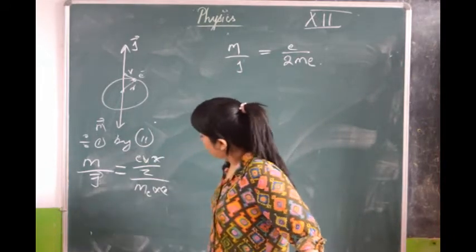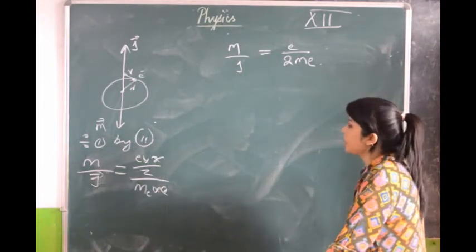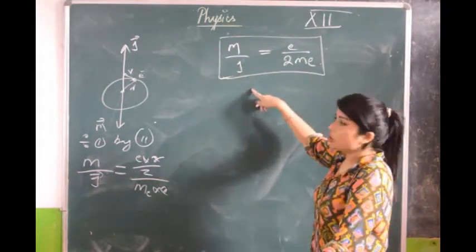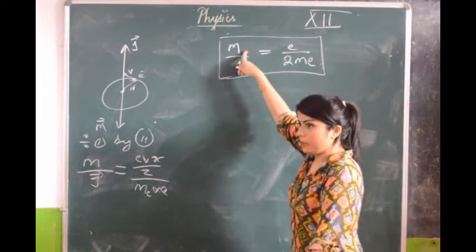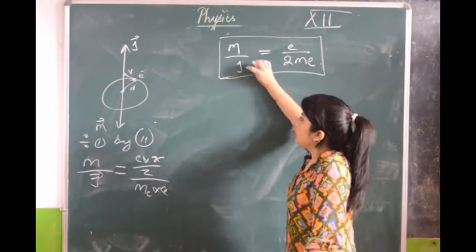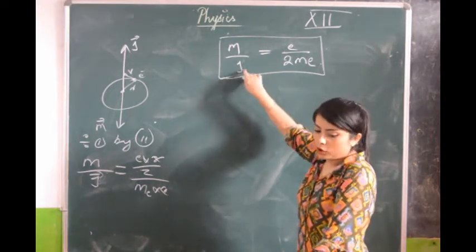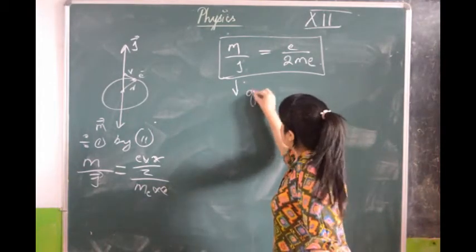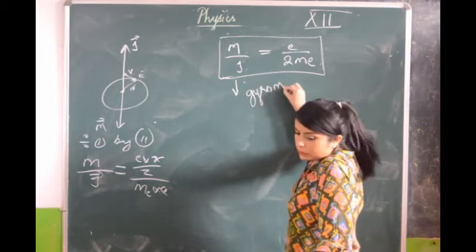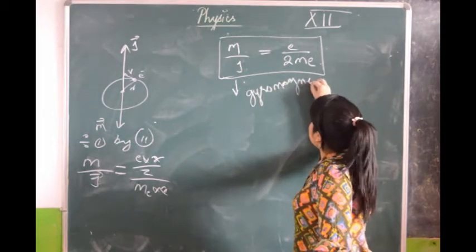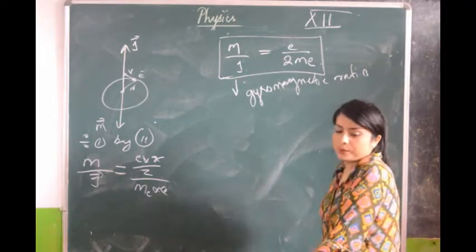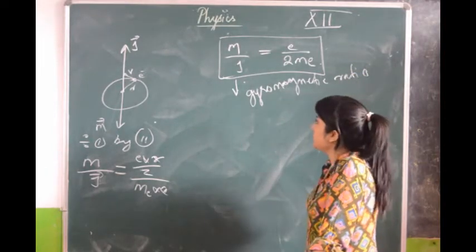VR gets cancelled, it becomes e divided by twice m e. Now this is the ratio of magnetic dipole moment and orbital angular momentum. This ratio is also termed as gyromagnetic ratio.